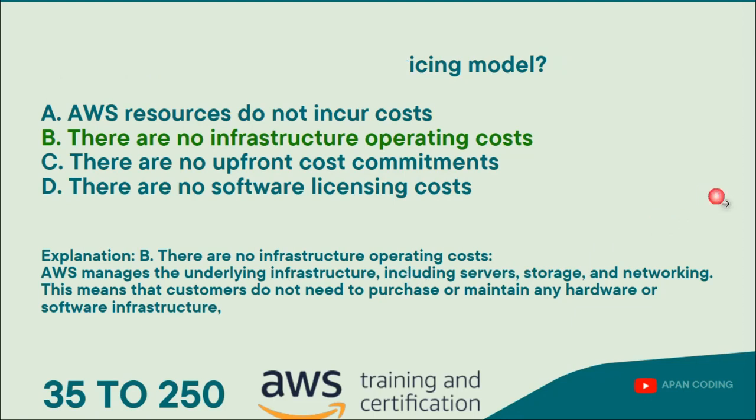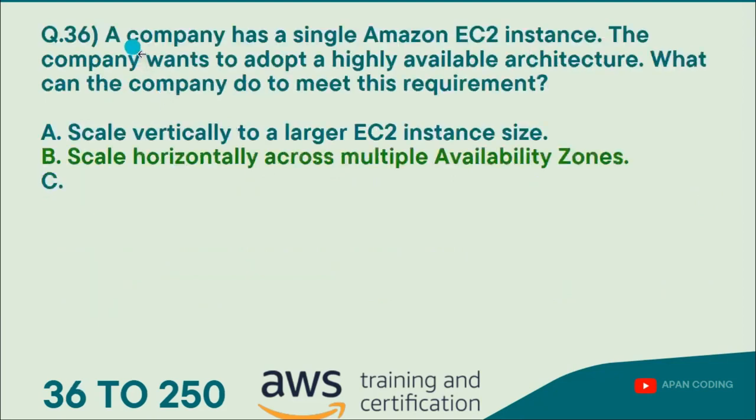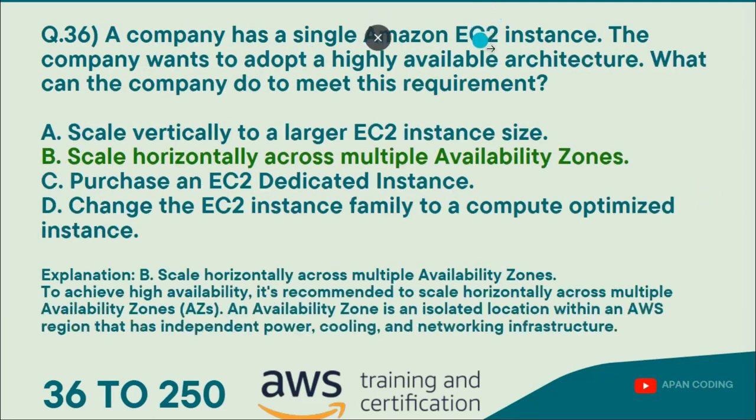Now let's move on to the next one, question number 36. A company has a single AWS EC2 instance. The company wants to adopt a highly available architecture. What can the company do to meet this requirement? The answer is to scale horizontally across multiple availability zones. You know very well, friends, an availability zone is inside a region. There are two or more availability zones in one region.